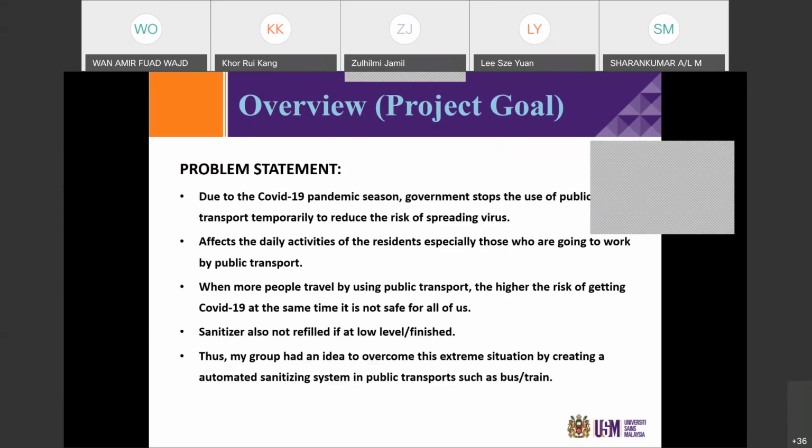This is because of the COVID-19 pandemic season, the government already stopped the use of public transport. This affects the daily activity of residents, especially those who are going to work. For example, in Kuala Lumpur, people normally use public transport as their priority. When more people travel by public transport, the risk of getting COVID-19 is also higher, and at the same time, it is not safe. And sometimes when the sanitizer is finished, it is not refilled by the bus or train operators. Thus, we came up with an idea to overcome this extreme situation by creating this system, named the automated sanitization system in public transports.